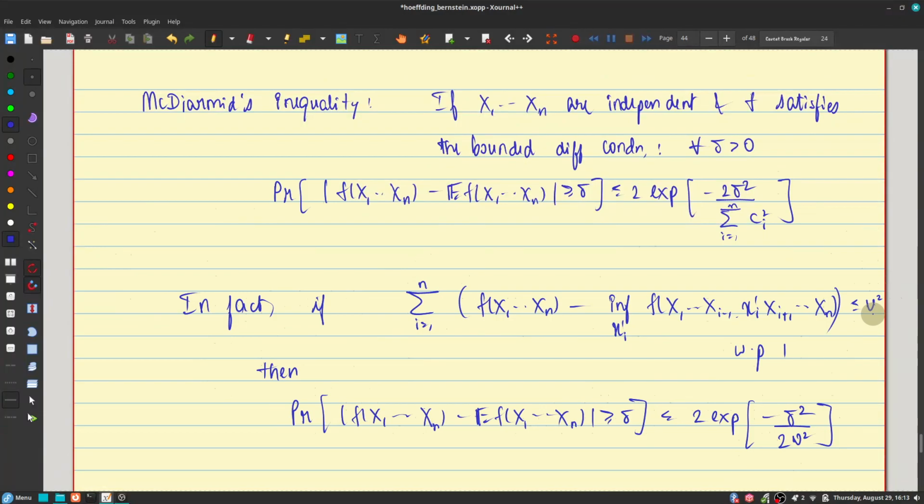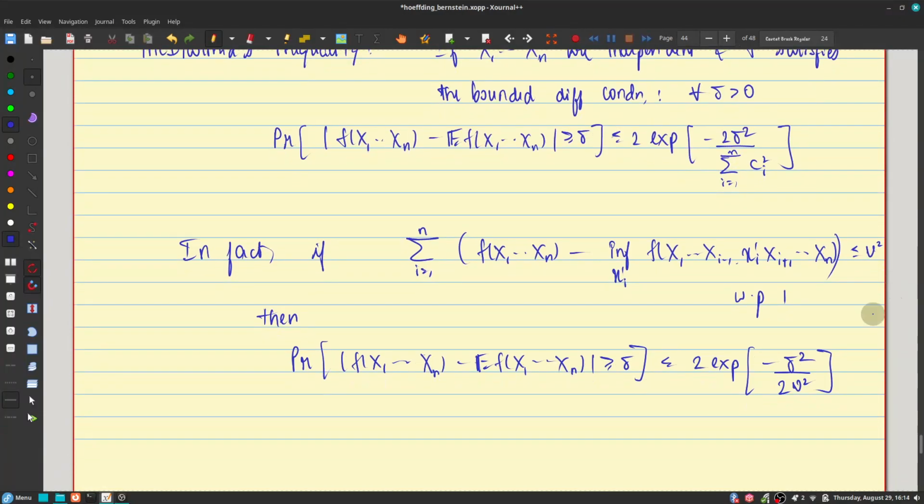Okay, so this is a pretty nice thing. There are further relaxations of some of these conditions, and as long as we have some kind of bounded variation in each of the coordinates, we can prove that the function is in fact sub-Gaussian.